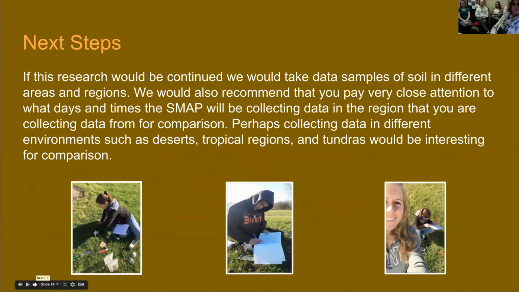One more slide. I'm sorry. And I guess our next steps, if this research would be continued, we could take data samples of soil in different areas and regions, just besides Bowling Green. We would also recommend that you pay very close attention to what days and times the SMAP satellite will be collecting data in that region that you're collecting data from for comparison. Perhaps collecting data in different environments such as deserts or tropical regions and tundras would be interesting for comparisons as well. I'll go with you to the tropical regions. Yeah, I'll volunteer for that too.